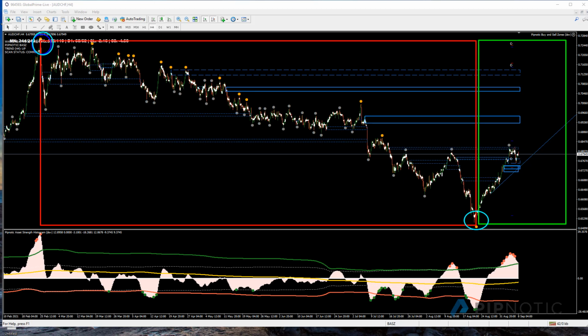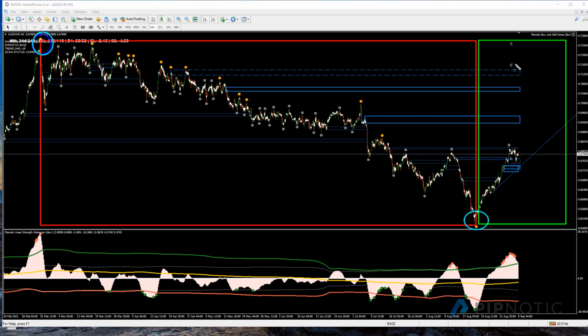But what we want to do is, number one, we want to identify the origins. And once we've done that, then we want to identify the buy and the sell sides.